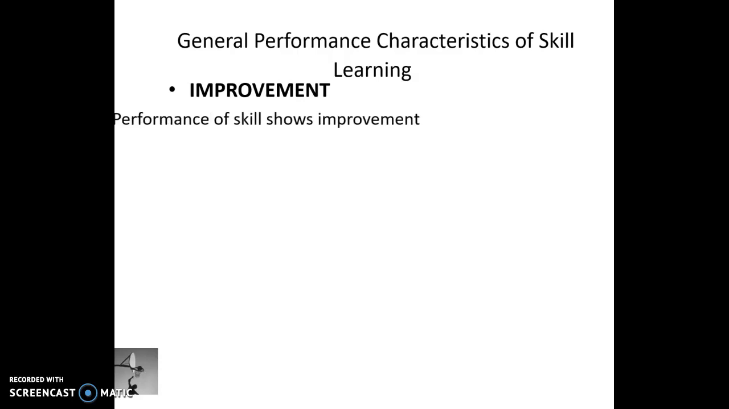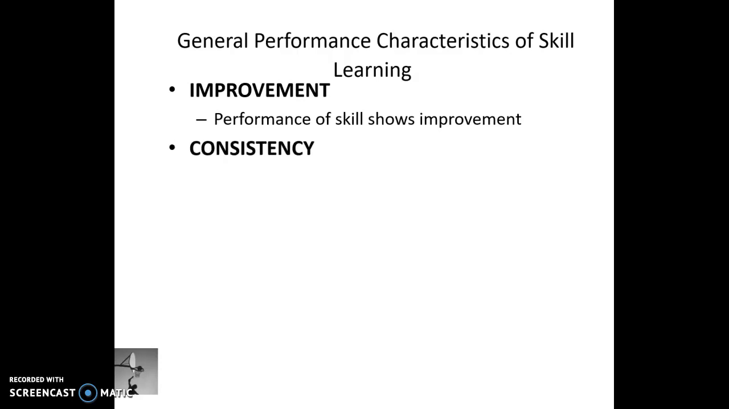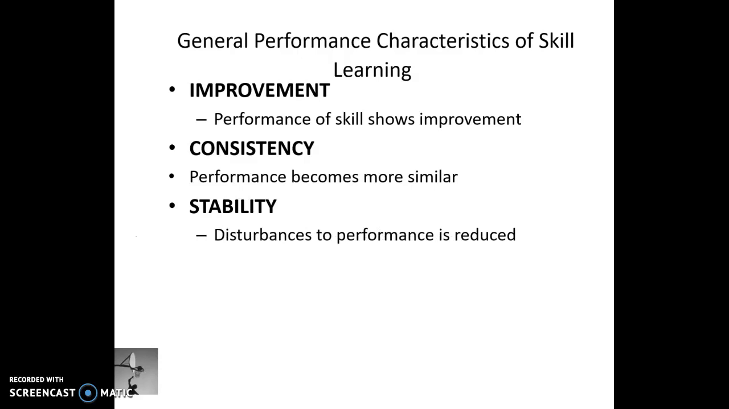Some general characteristics of learning. We would say we see improvement. If we see improvement, we can infer learning has taken place. Performance of a skill shows improvement over time, and we could say learning has occurred. Then there's consistency, where the performance becomes more similar over time rather than having a lot of variability. It's a stable performance. In other words, disturbances to the performance are reduced, and the performance is more stable regardless of any kind of disturbances that might occur.